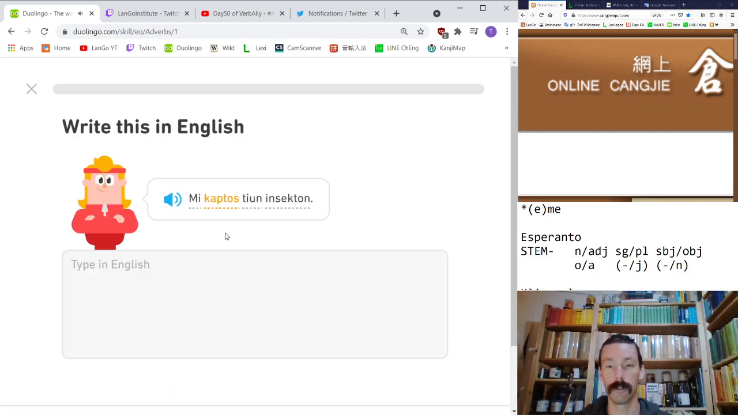Mi kaptos tiun insekton. Capture, I would guess. And future os ending here. Mi is I. Will catch. Mi kaptos. So a really participial looking stem there, but just a plain verb meaning here. Tiun, that singular insect. I will catch that insect.